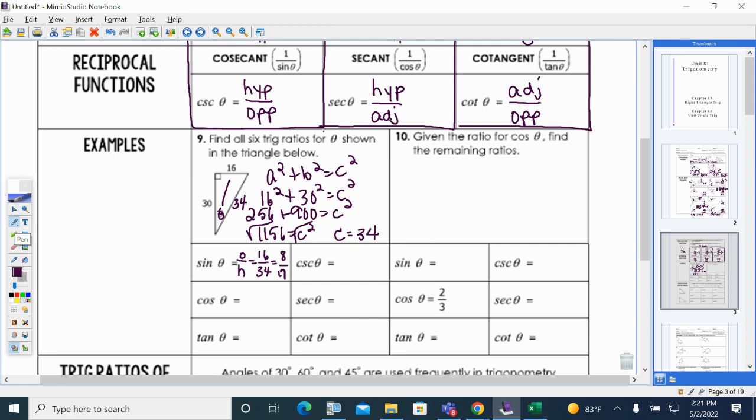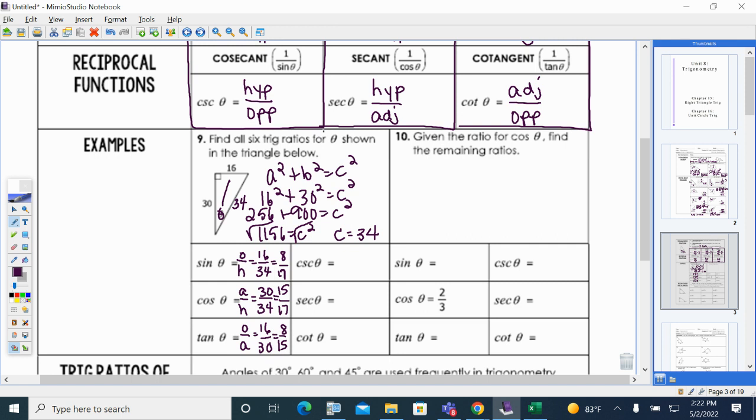Your cosine is adjacent over hypotenuse. And the adjacent side from theta is going to be your 30. Again, the hypotenuse is 34. Reduce, and you get 15/17. And then for tangent, it's opposite over adjacent. So 16 over the 30, which is going to reduce to 8/15.